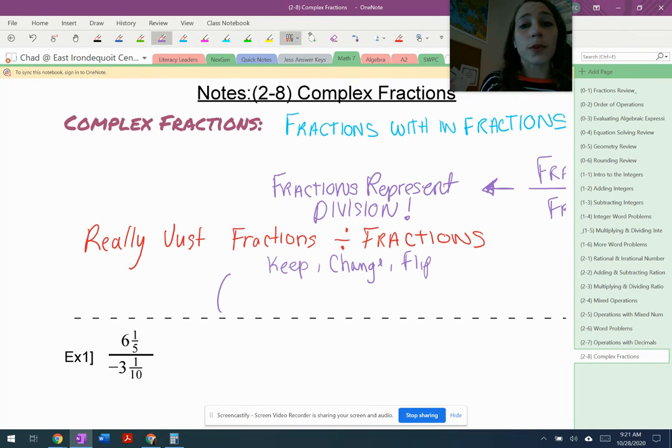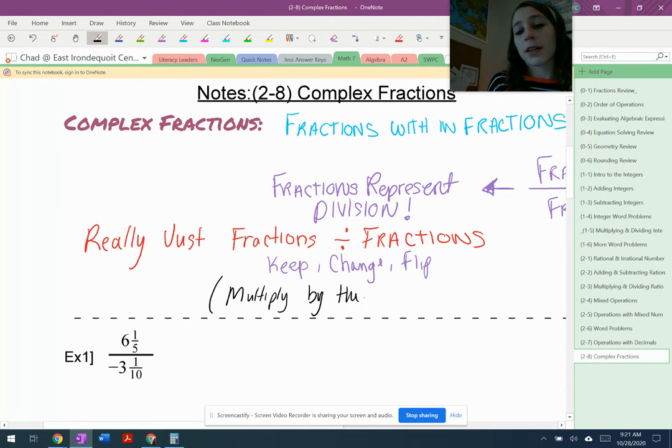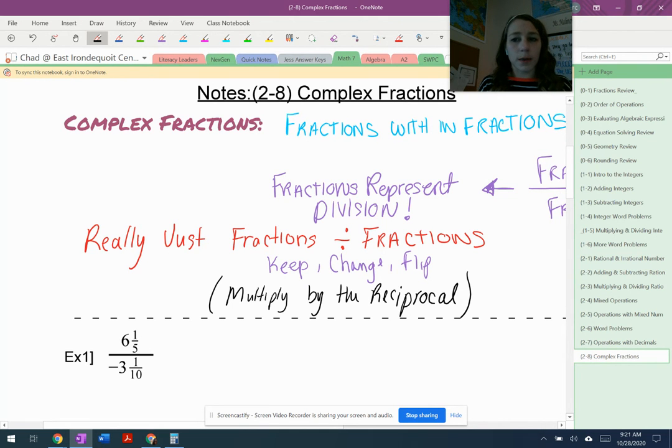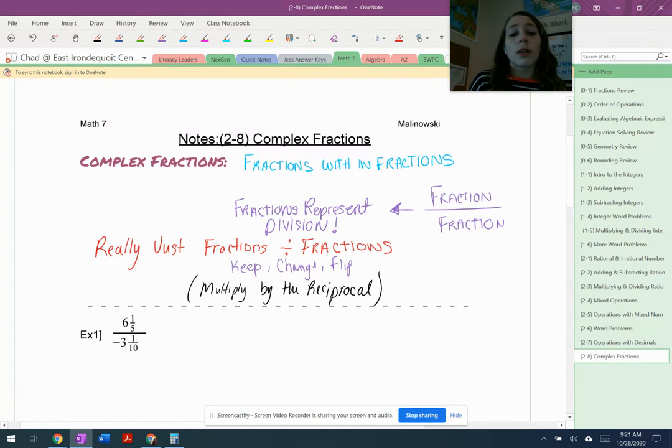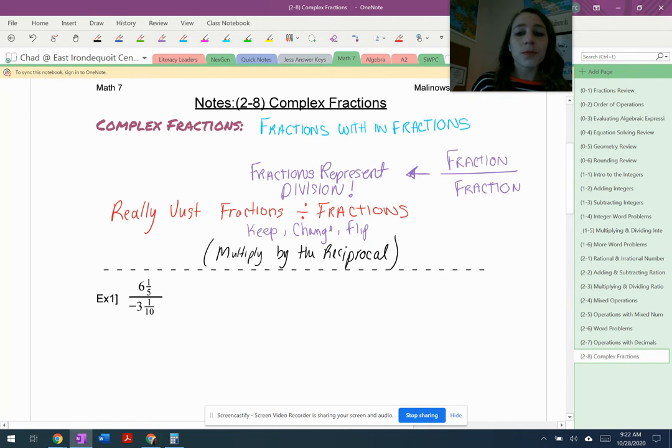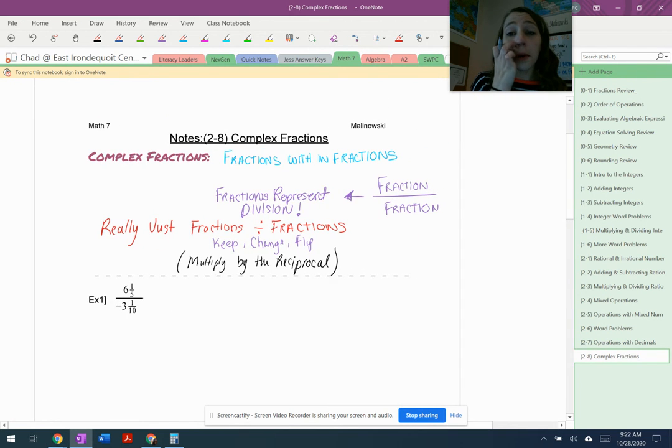AKA, remember that buzzword that I asked you guys about, multiplying by the reciprocal. Reciprocal. I always have to spell reciprocal out loud, otherwise I can't spell it correctly. So we're doing that, keeping the first fraction, changing the division to multiplication, and flipping or taking the reciprocal. That's what the flipping is. That's the real life math word, reciprocal of the second fraction. We will look at example 1 in our next video.